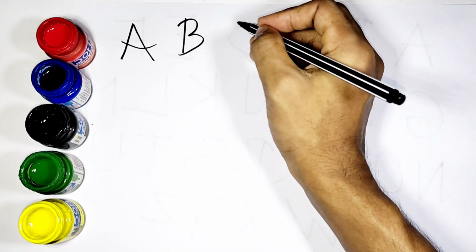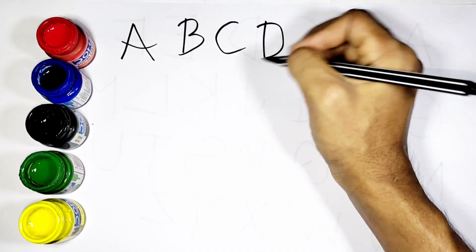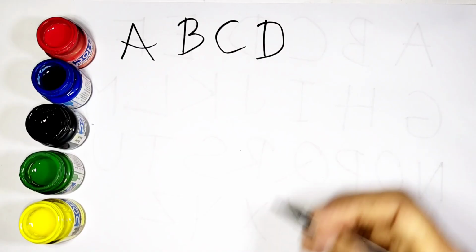Now we draw B, and the next one is C. The next one is D. Now we draw the alphabet of D.